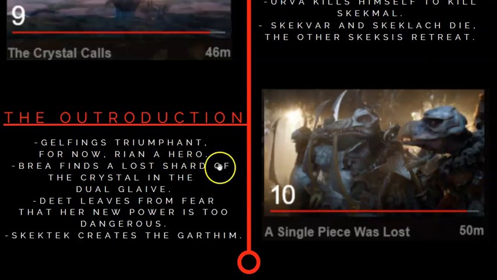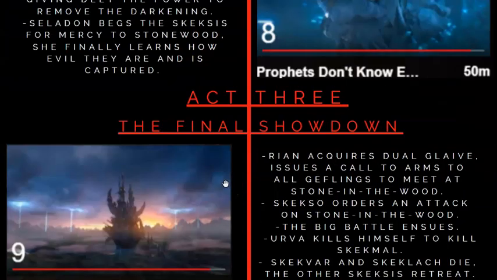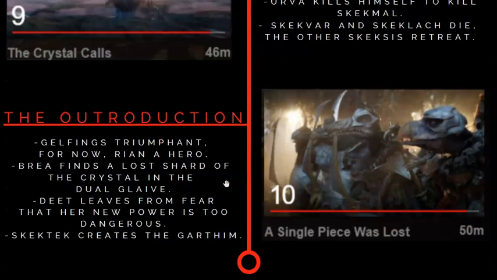For now, Rian is a hero. Rian finds the last shard of the crystal in the dual glaive. So a piece of the crystal has been cracked, and now Rian has it. Deet leaves. She basically just leaves to go off on her own, because she's scared about this new power that she has been given by the Sanctuary Tree, because during the last battle she used it and was just freaked out by how powerful it was.